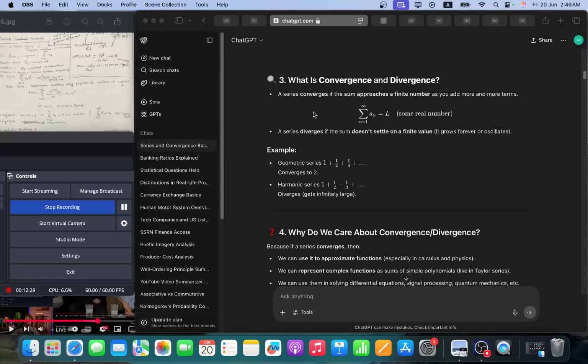What is convergence and divergence? This is how they are defined. It converges to some real number as we add more elements to it. Examples: geometric series converges to 2. Harmonic series is something that doesn't converge, it diverges, gets infinitely large.